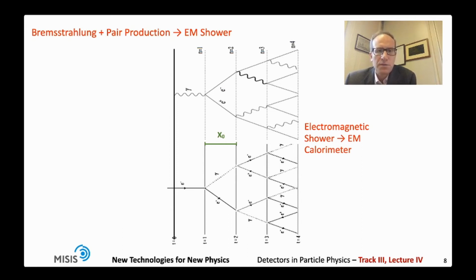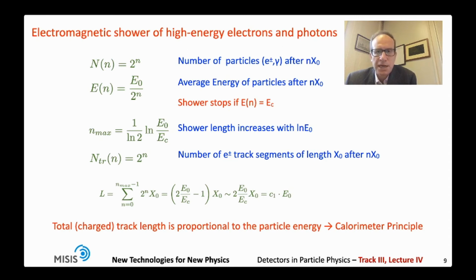And so in summary, you can say that after n times the radiation thickness, which is n times the radiation length, the number of particles you end up with is 2 to the power of n. And the average energy of these particles is E0, the initial energy, divided by the number of particles, which is 2 to the power of n.